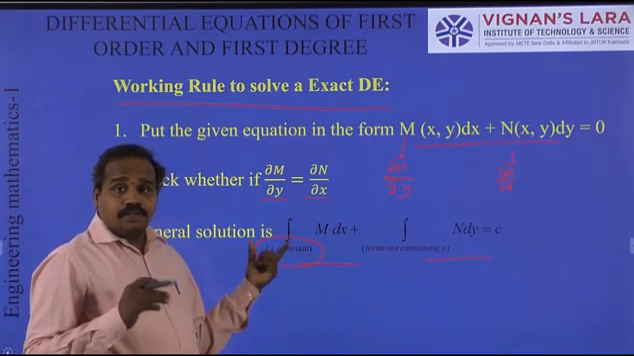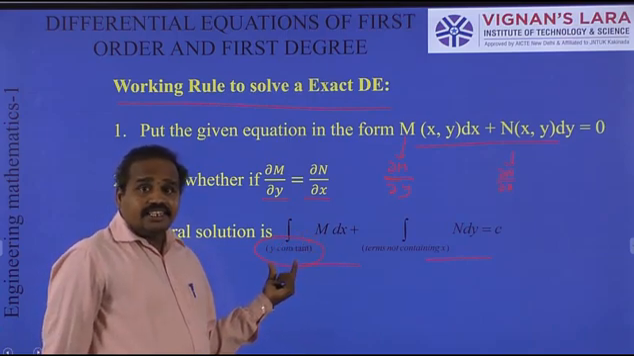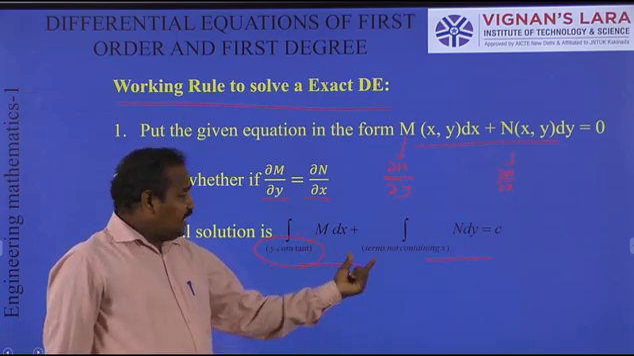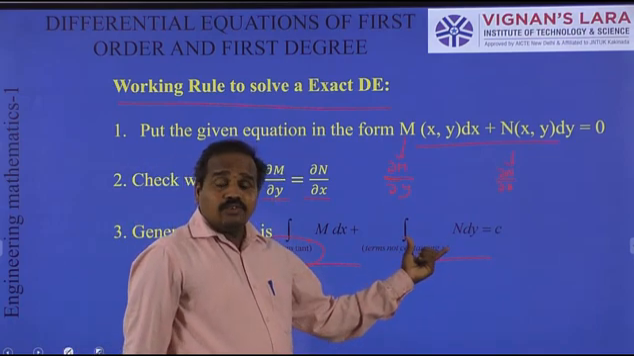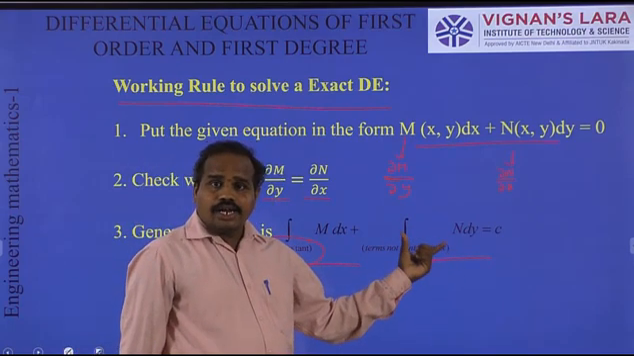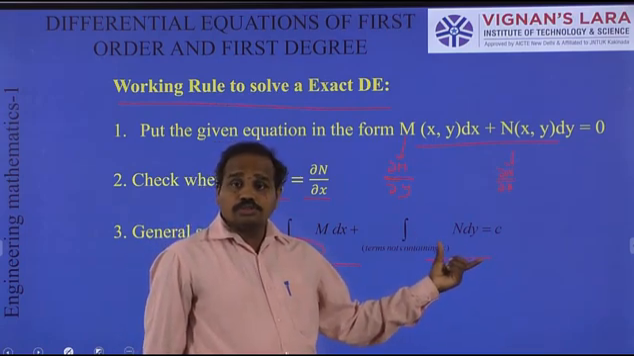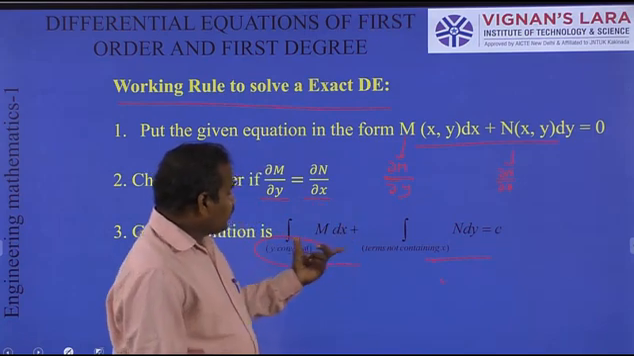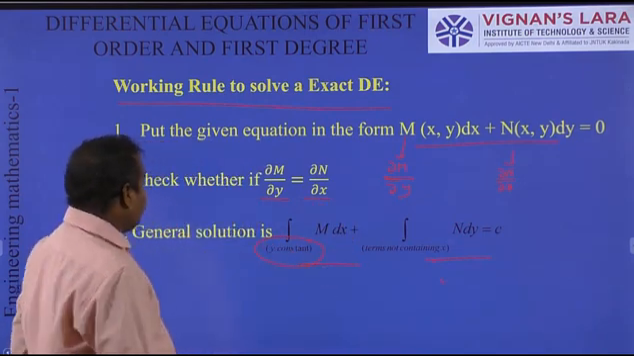So you have to remember this one. What is that? Integral m dx. In this integral y should be constant plus integral n dy, and in this integral we are writing only the terms which are not containing x value. So those terms only we are writing here. After writing this one, we are evaluating the general solution of the given differential equation.